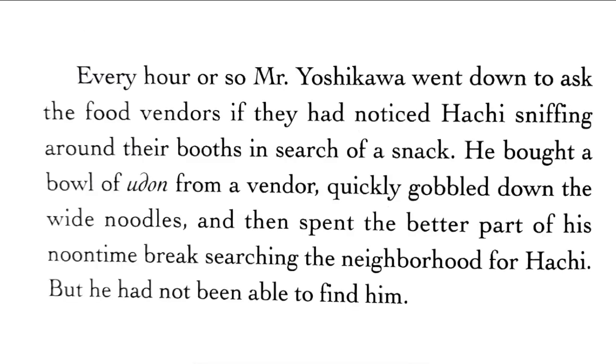This is an excerpt from chapter 3 of Hachiko Waits. Every hour or so, Mr. Yoshikawa went down to ask the food vendors if they had noticed Hachi sniffing around their booths in search of a snack. He bought a bowl of udon from a vendor, quickly gobbled down the wide noodles, and then spent the better part of his noontime break searching the neighborhood for Hachi. But he had not been able to find him.